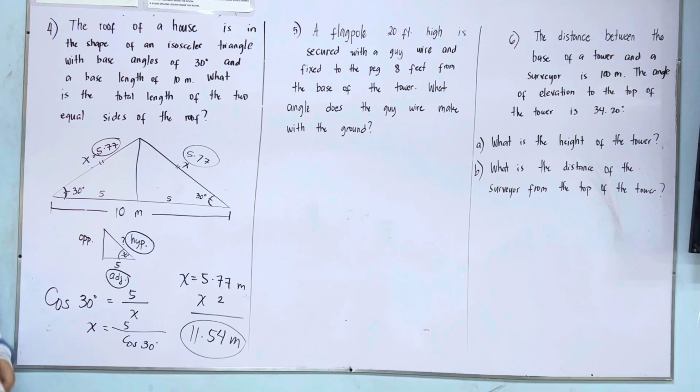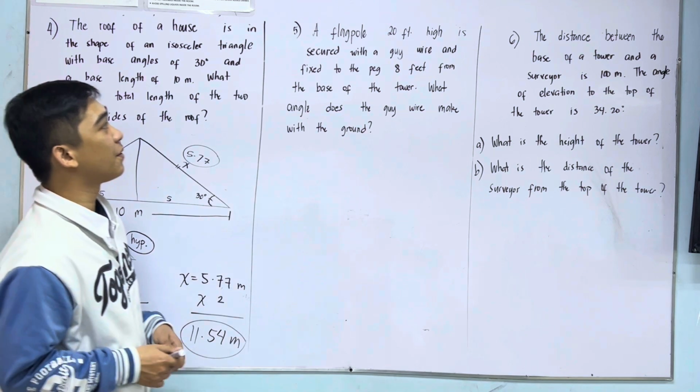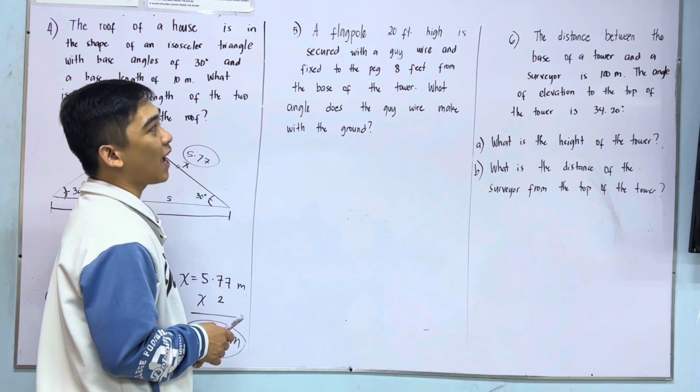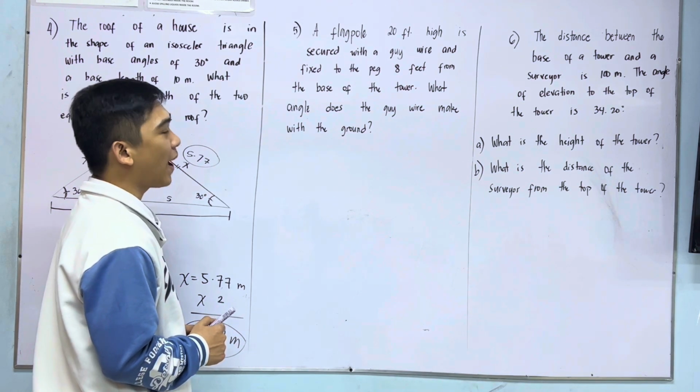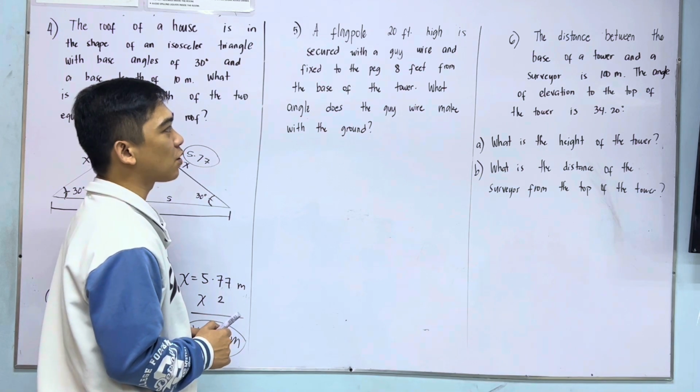Number 5. A flagpole 20 feet high is secured with a guy wire and fixed to a peg 8 feet from the base of the tower.